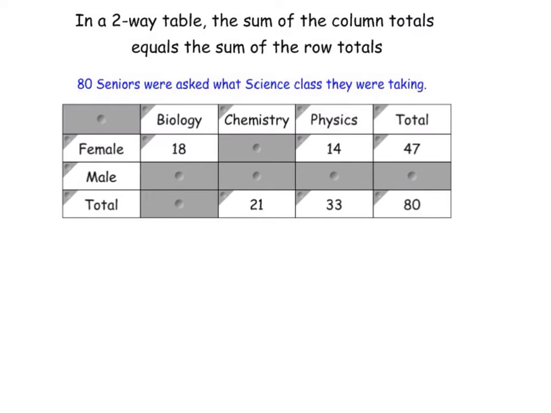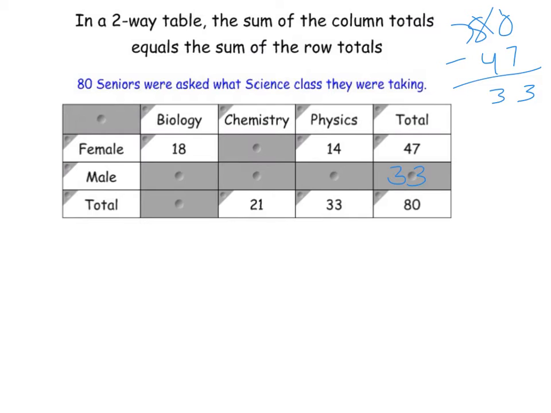So let's look at how we could fill these in. If we're looking at the total column, we know that there are 80 total people that were asked about their science class. We also know that 47 of those 80 students were female. To find the total number of males, I could take my total, 80, and subtract the 47 from it. I'd have to borrow, that becomes a 7, and then I would have 3 left over here and 3 left over here. So that would mean I have 33 males in total.